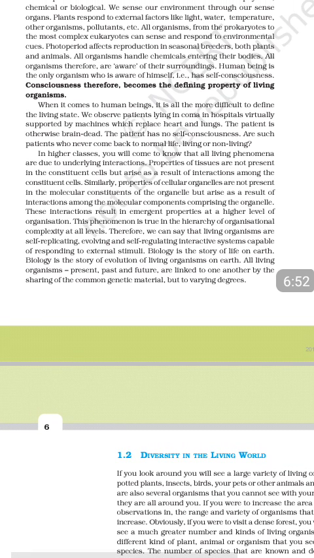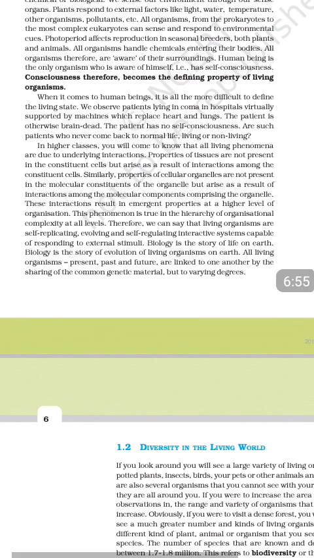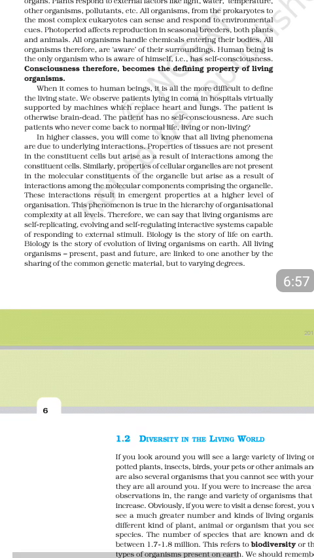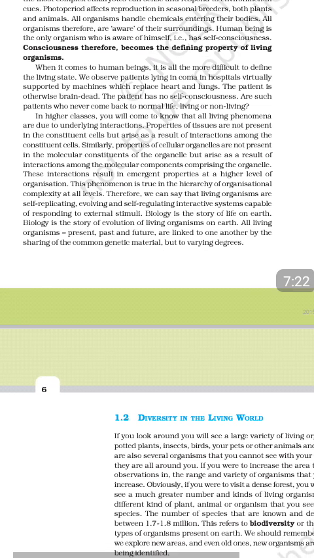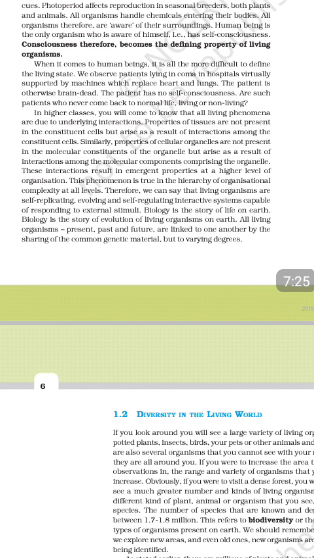In higher classes, you will come to know that all living phenomena are due to underlying interactions. Properties of tissues are not present in the constituent cells but arise as a result of interactions among the constituent cells. Similarly, properties of cellular organelles are not present in the molecular constituents of the organelle but arise as a result of interactions among the molecular components comprising the organelle. These interactions result in emergent properties at a higher level of organization. This phenomenon is true in the hierarchy of organizational complexity at all levels.